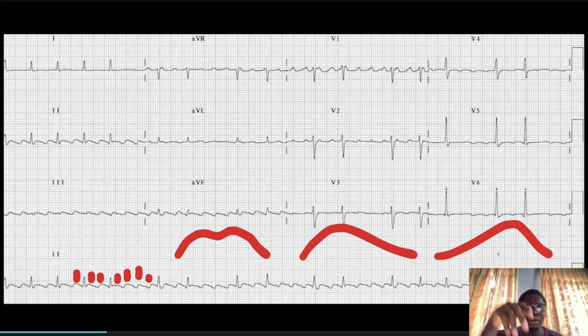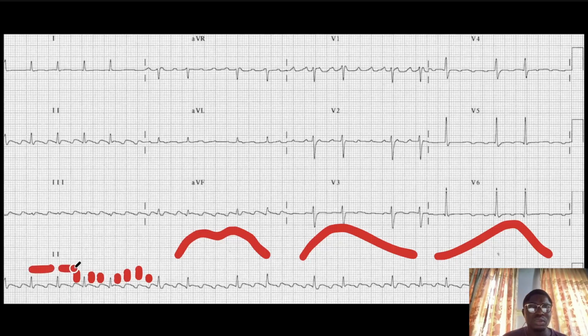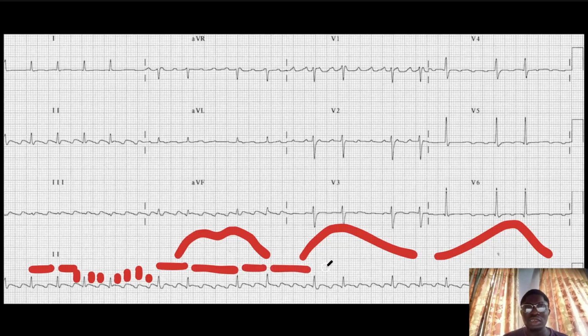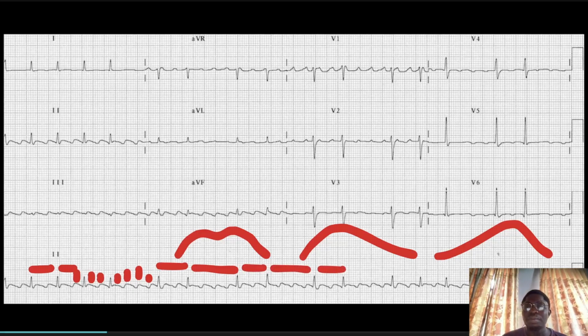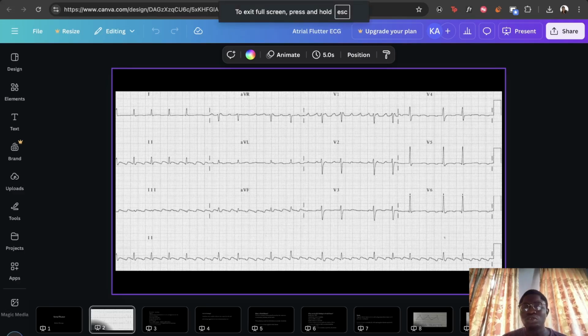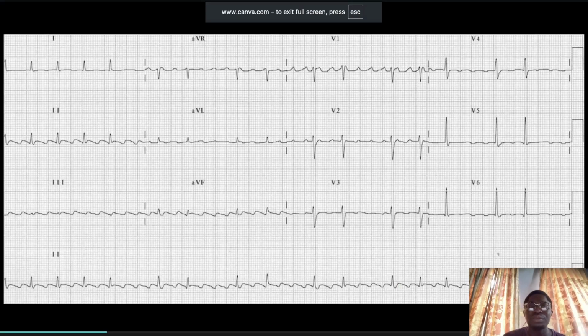Oh, by the way, it's irregular, right? Because we can see the gaps between the RR intervals. Those gaps are not constant. They're shifting and changing in duration. So it's irregular. It's something you should always remember.